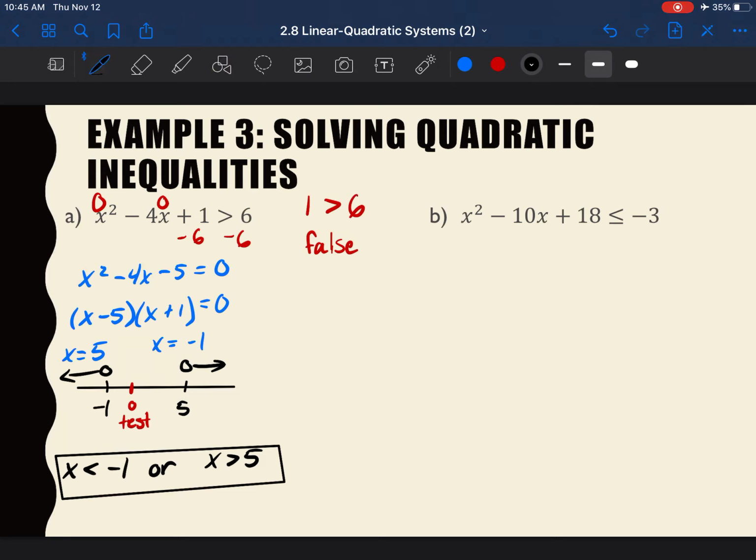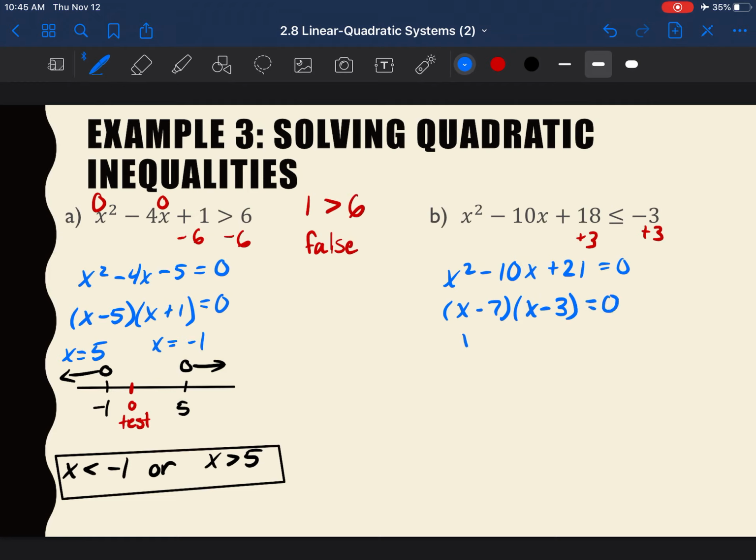Okay. So another example so that you can see how to do this. So you'll again have to treat it as if it were an equation. We'll add 3 to both sides. That way it's equal to 0. So add 3. Then that would give you x squared minus 10x plus 21 equals 0. Factor this to be x minus 7, x minus 3.